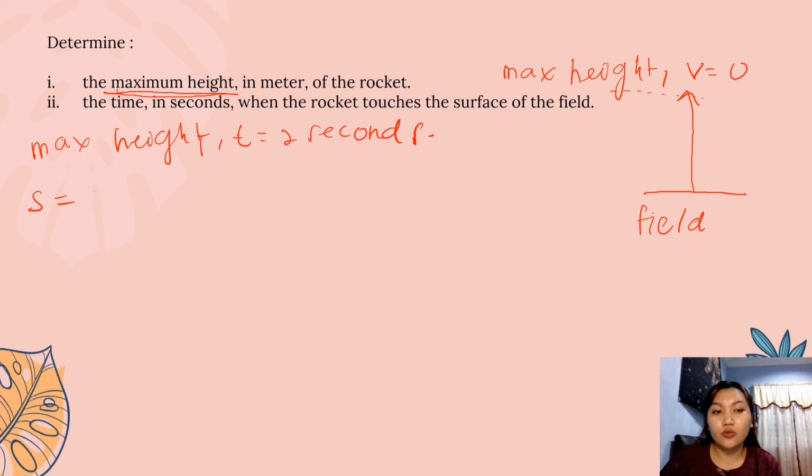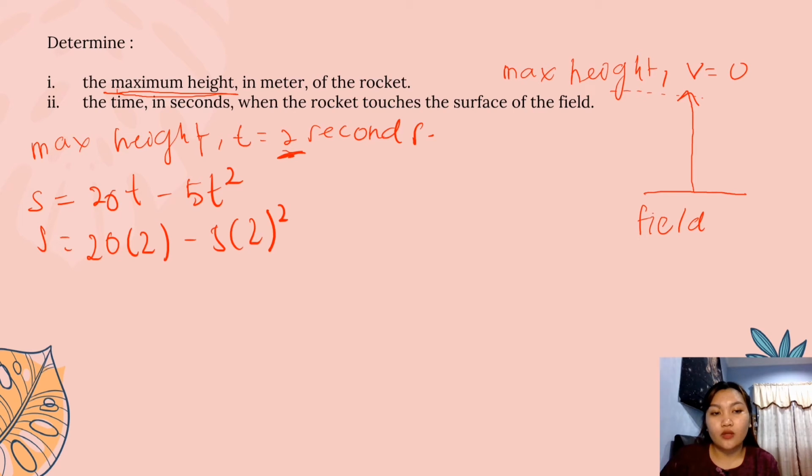Question B, where s equals 20t minus 5t squared, right? Now for the maximum height, we know t is equal to 2 seconds. So we just substitute the value of t. So 20 times 2 minus 5 times 2 squared. Here you will have 40. 2 squared is 4, times 5 is equal to 20. So 40 minus 20 is 20. So the displacement is 20 meters.